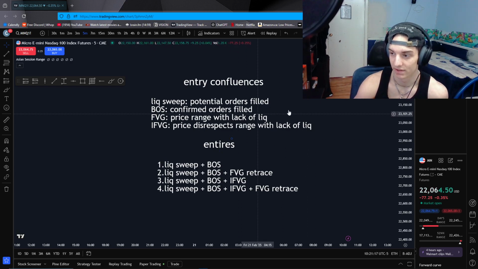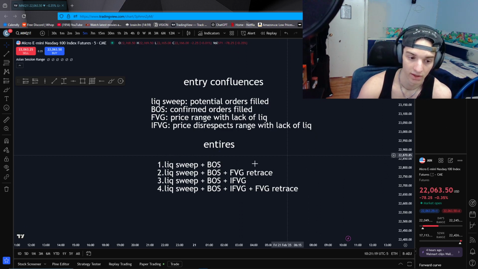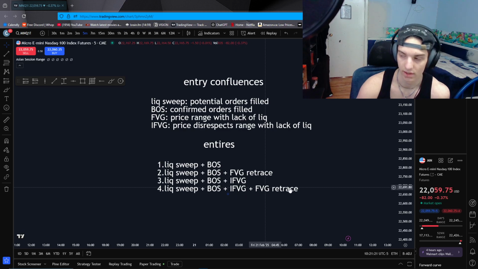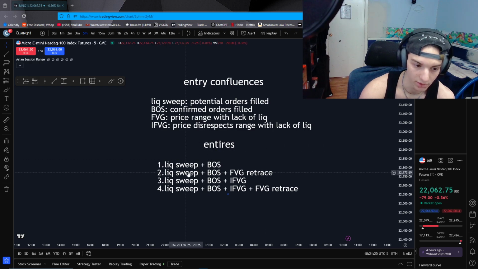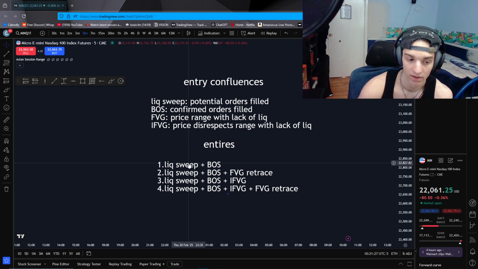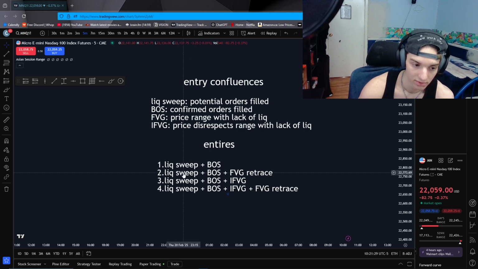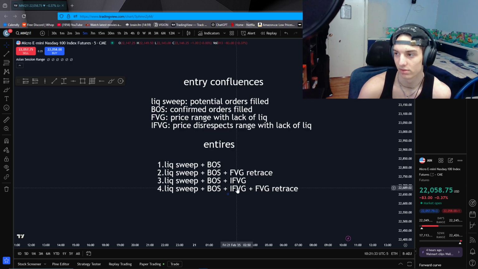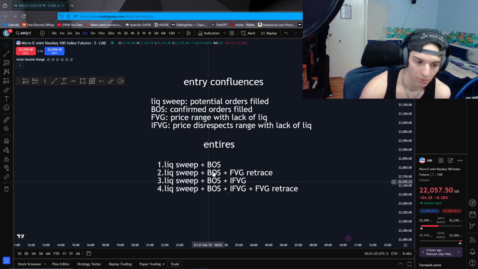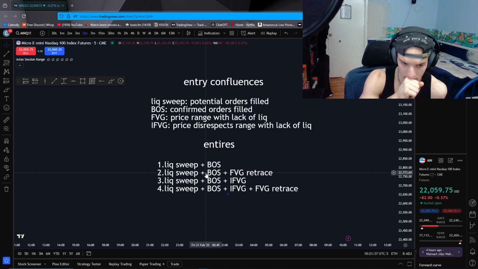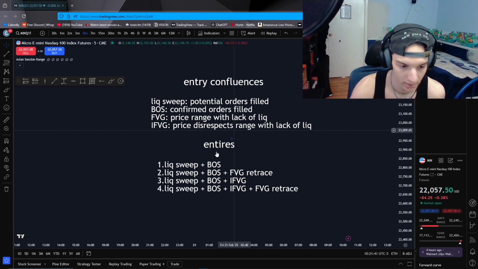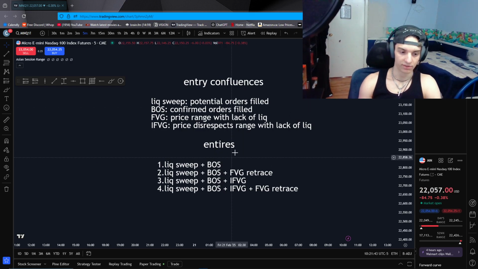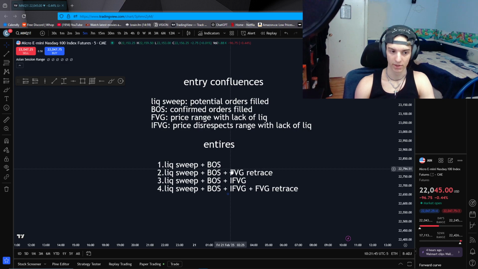I'm not going to be showing any examples in this because I'm going to have a video for each one of these. So like in 2 videos, I'll be showing a lot of liquidity sweep plus break of structures. In 4 videos, liquidity sweep, break of structure, fair value gap retrace, and so on and so forth. So I want to have an individual video for each entry.